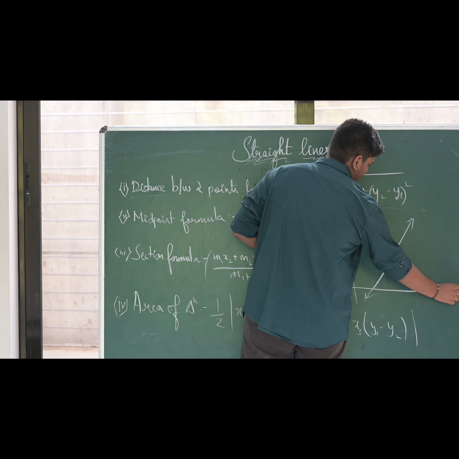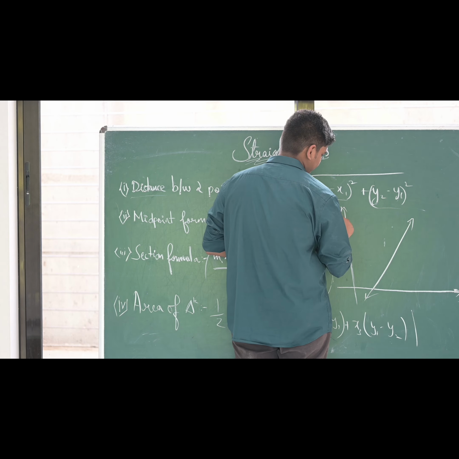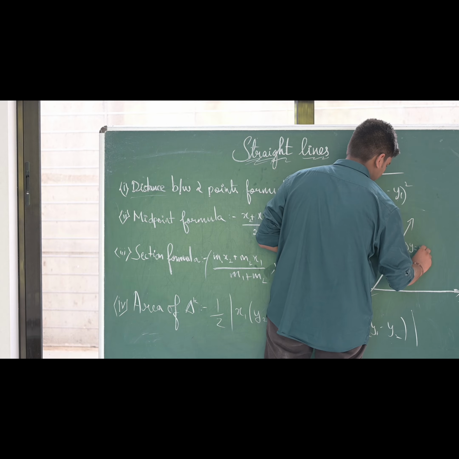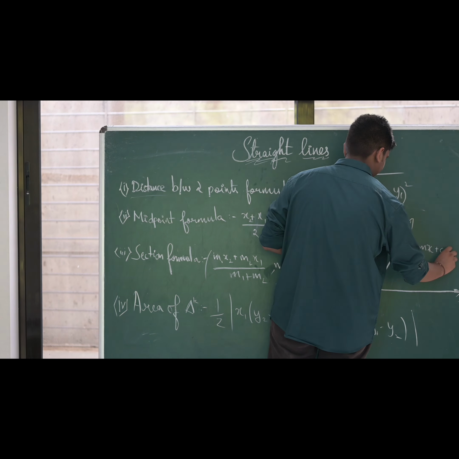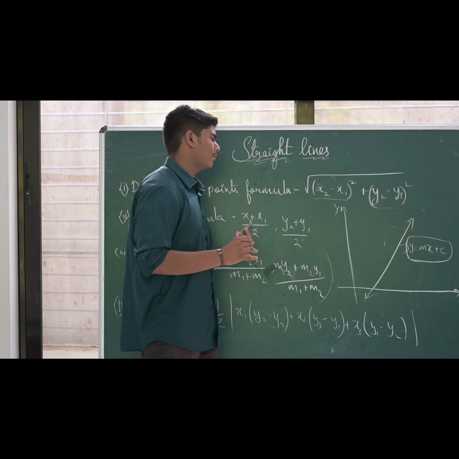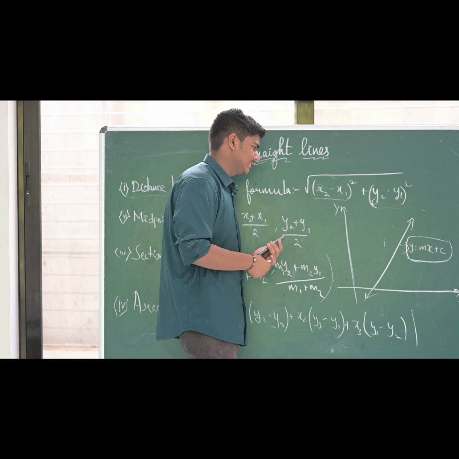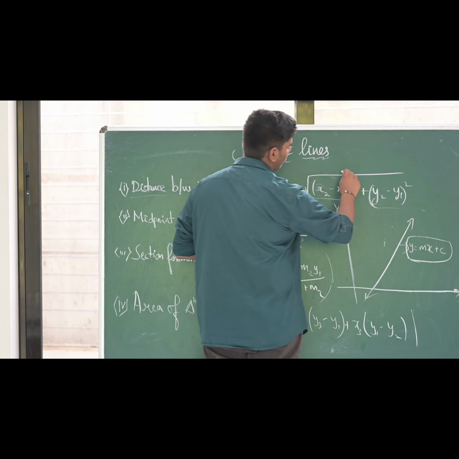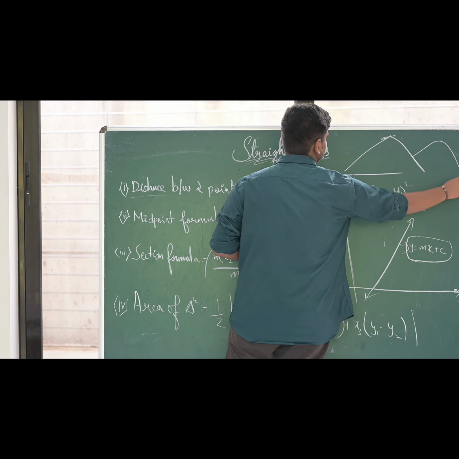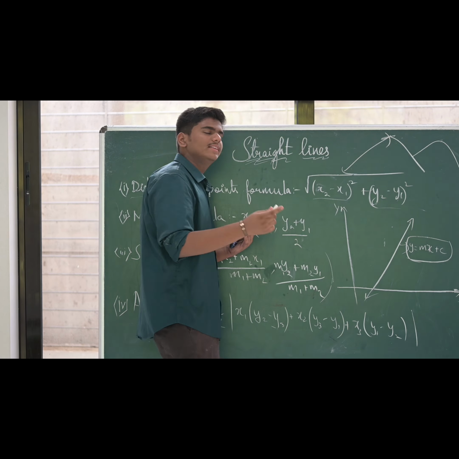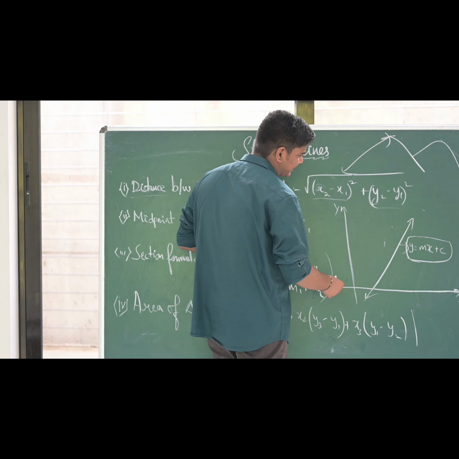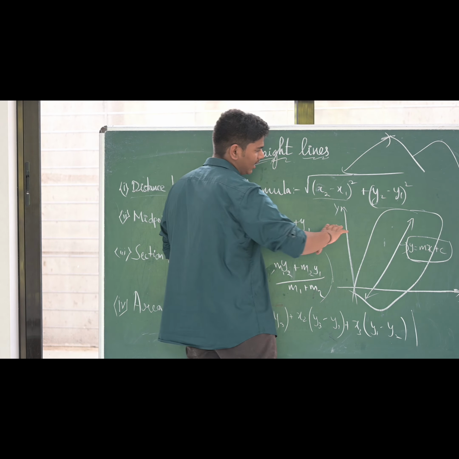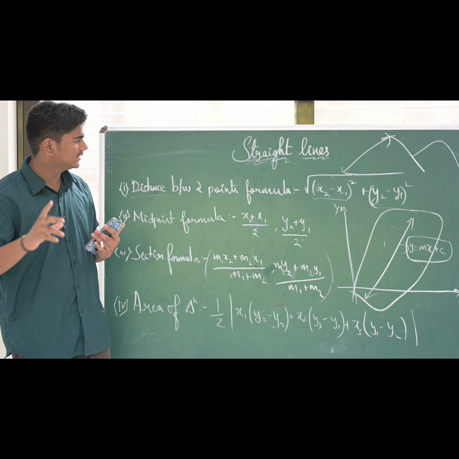Now, in this line, what is the formula of this line? General formula of a straight line is y is equal to mx plus c. Now, what is a slope? Normally, if you see the mountains, what do you call this? You call this a slope. Now, slope is the number which tells how much a line is tilted.